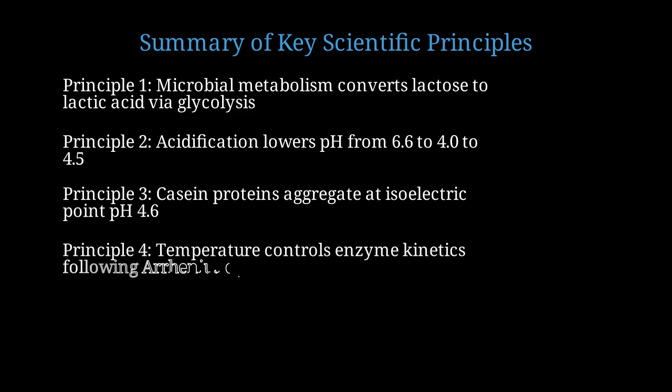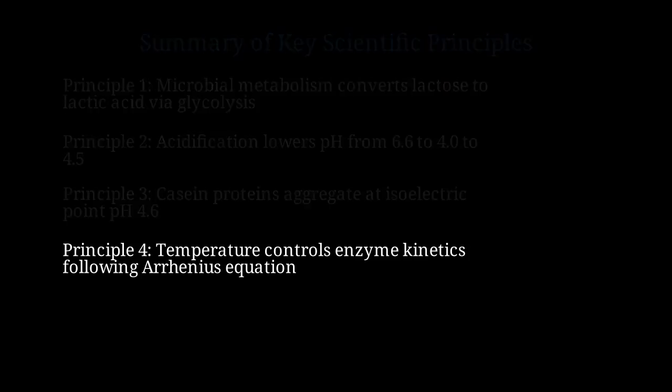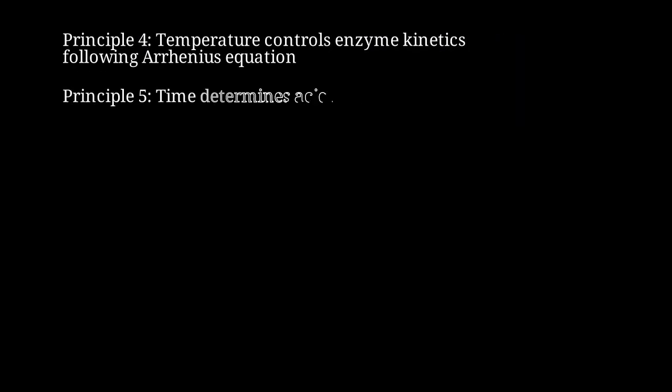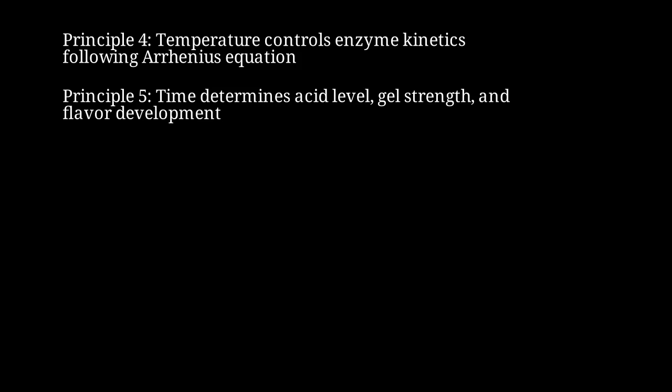Temperature profoundly affects fermentation rate through its effect on enzyme kinetics, described by the Arrhenius equation. Optimal temperature balances speed with product quality. Fermentation time controls the extent of acidification, completeness of gelation, and accumulation of flavor compounds. Longer time creates firmer, more sour products, until over-fermentation causes defects.